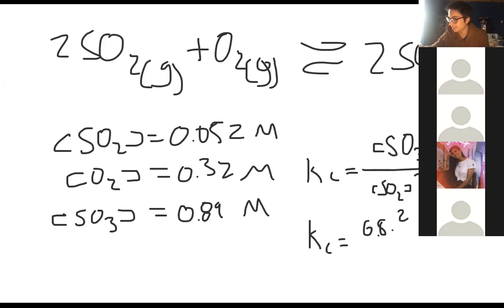over 0.052 squared multiplied by 0.32. The less math I do, the better. So we got 213. Oh, wait, or is it the page number? That looks like the page number.